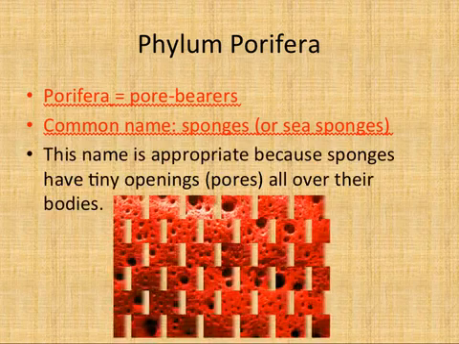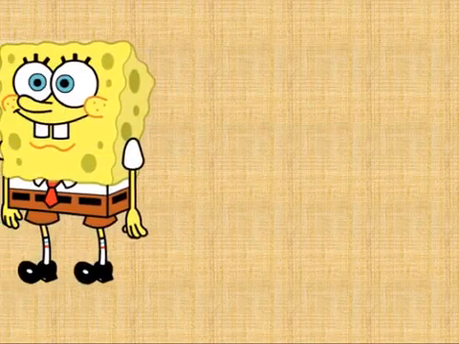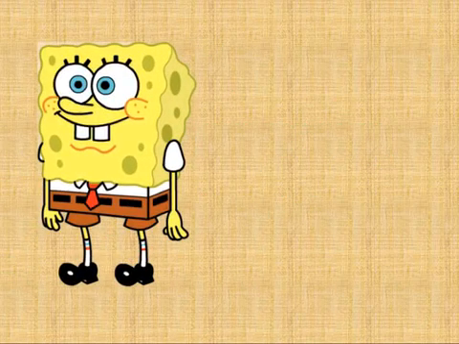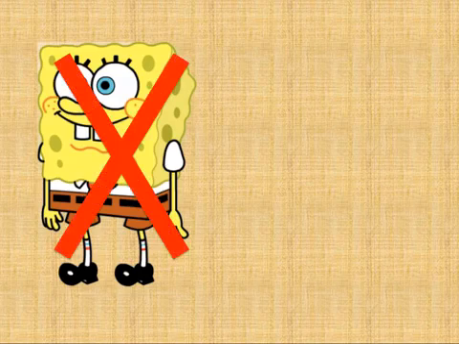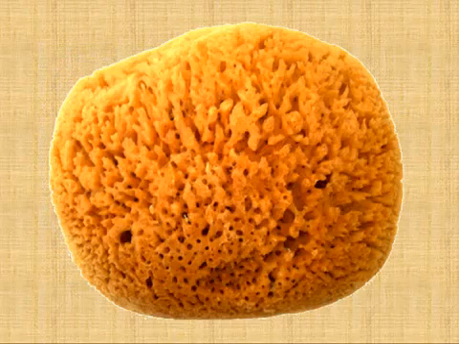The name sponge is appropriate because they have tiny holes all over their bodies and they look kind of like a sponge. When you think of a sponge that lives under the sea, you may think of SpongeBob SquarePants. But SpongeBob wasn't modeled after a sea sponge. He was modeled after a synthetic sponge that you could find in your kitchen. What we're talking about are living organisms.